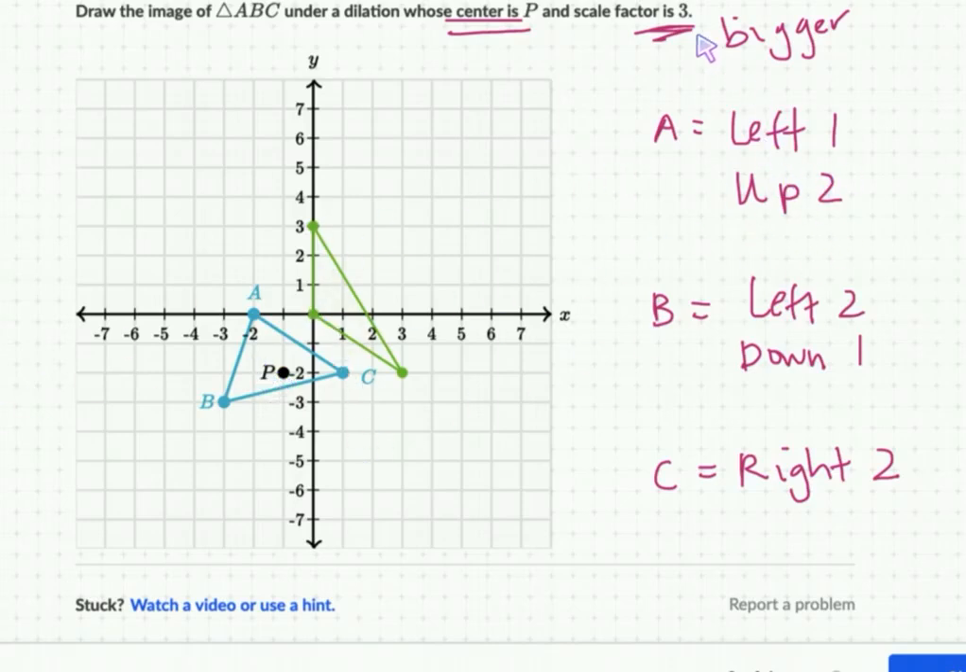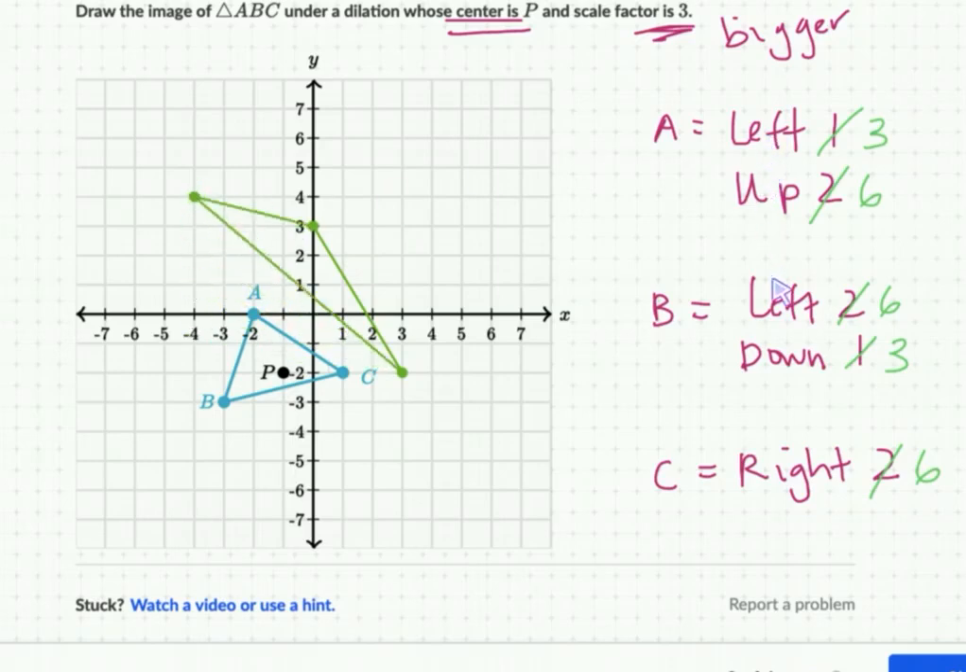Now that you have that, you can multiply it by 3. 1 times 3 is 3, 2 times 3 is 6, 2 times 3 is 6, 1 times 3 is 3, 2 times 3 is 6. So now for your green triangle, you're going to go left 3 from that P. 1, 2, 3. And then up 6. 1, 2, 3, 4, 5, 6.